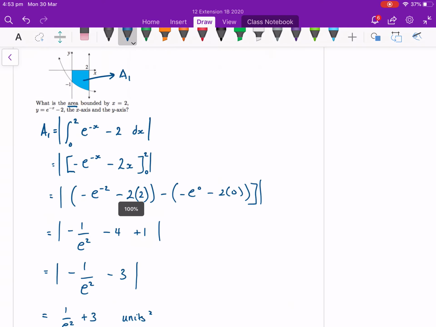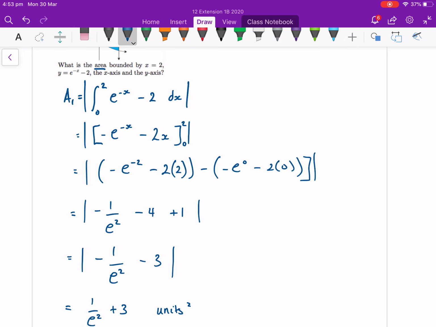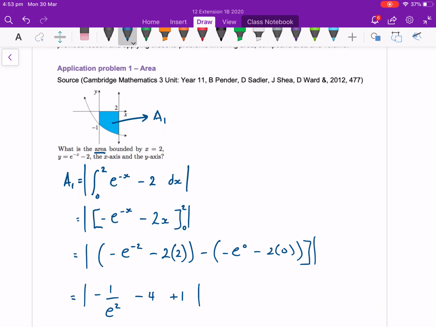Alright, so just to recap on that again, we're looking at area. It's been defined as area in the question, so we need to take that into consideration with regions that are underneath or below the x-axis. If this region was above the x-axis, so it was instead something that looked like that, we wouldn't actually need the absolute value to calculate the area, because it would already come out as a positive value.